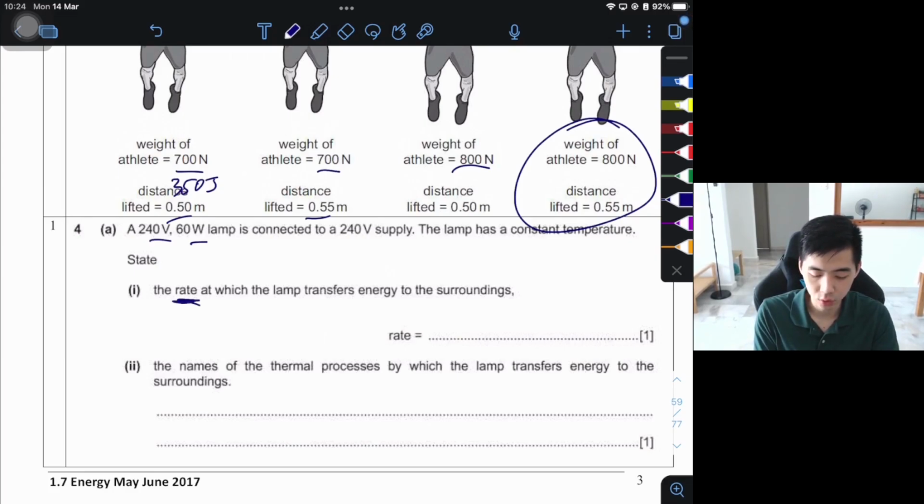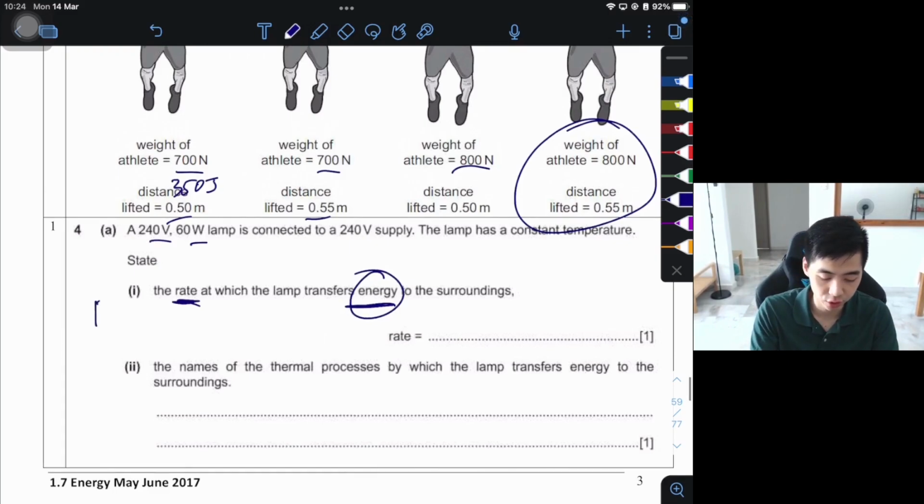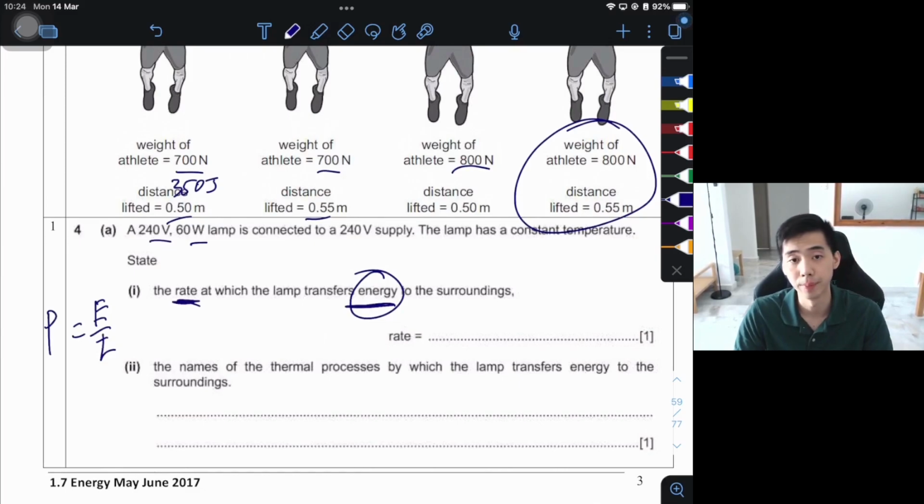Now, whenever you see this word rate, rate is always going to be something over time. In this case, they say the rate of energy, which is essentially going to be energy over time. Energy over time is going to give you the power equation. So if you see it's only 1 mark here, it is because the answer is looking at you, guys. It's going to be 60 watts here.